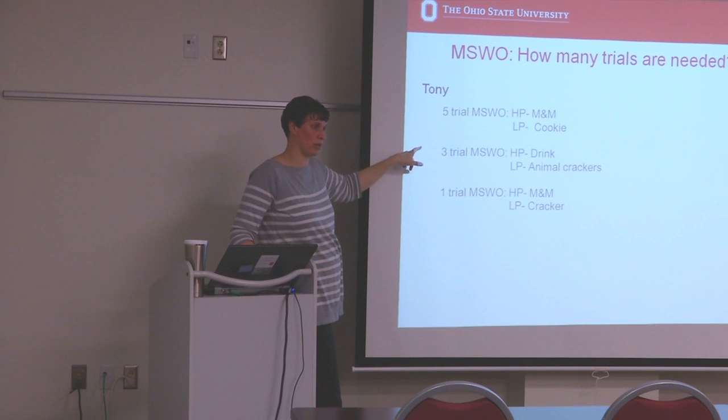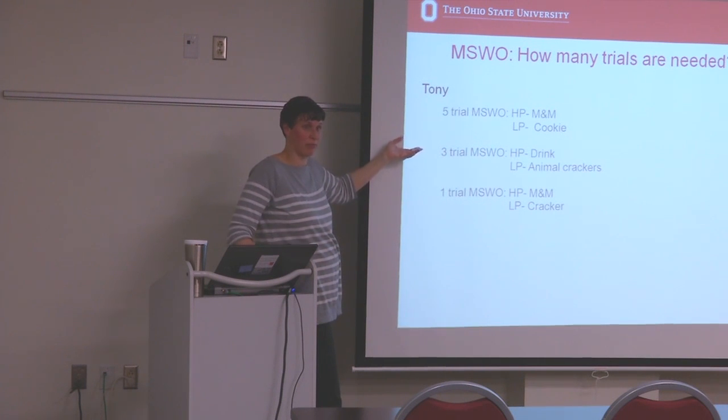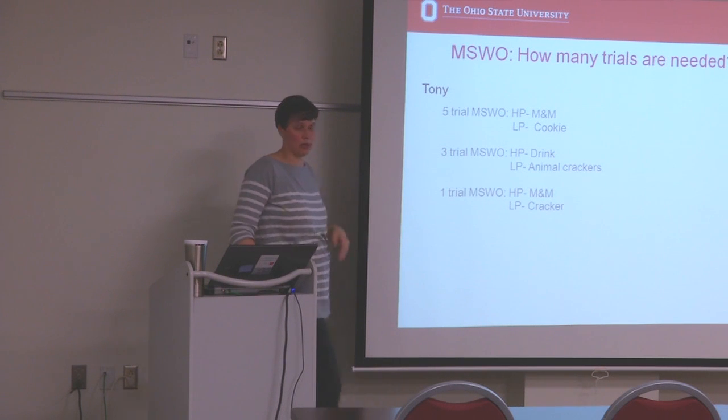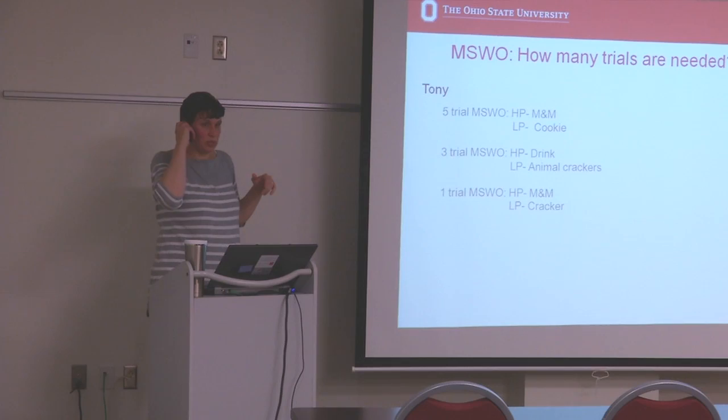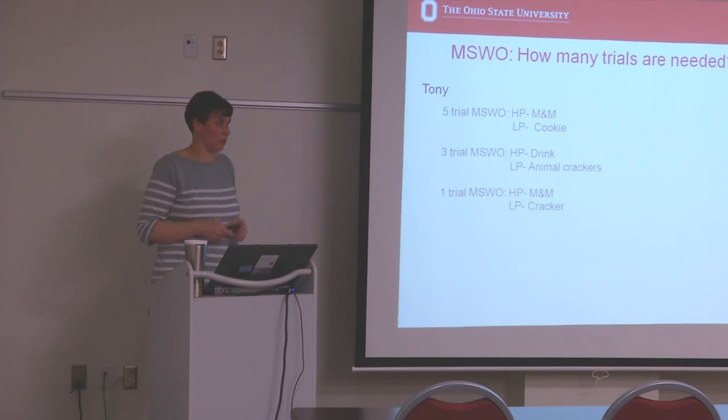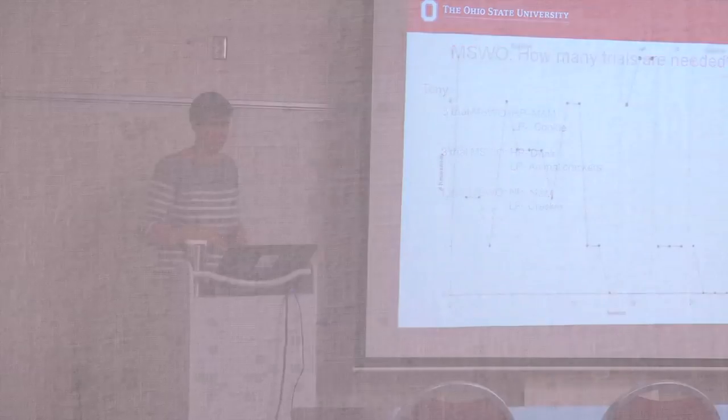Okay, so in 3 trial we got a different high preference item, but the array was the same across all the preference assessments. Okay. And then the low preference item shifted across all 3 different assessments.